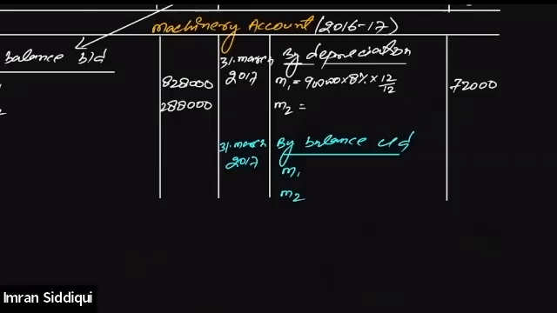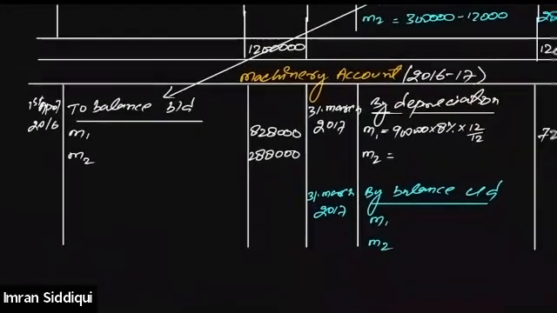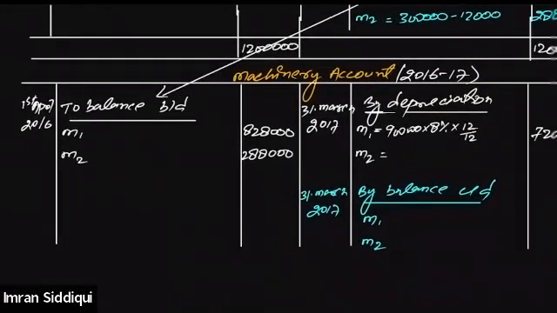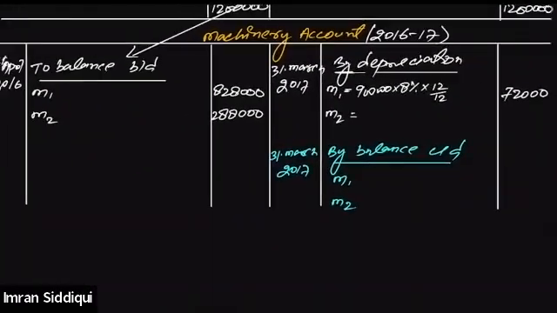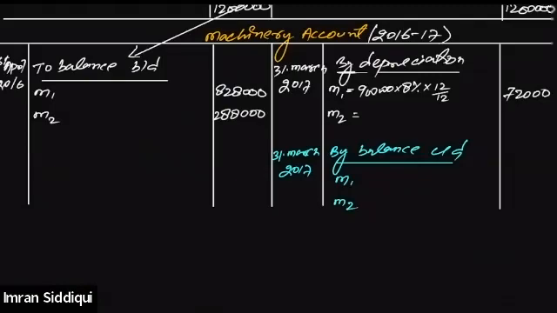What was the opening value of machine 2? Anybody able to recall that? What was the cost of machine 2? Tell me quickly, everyone.